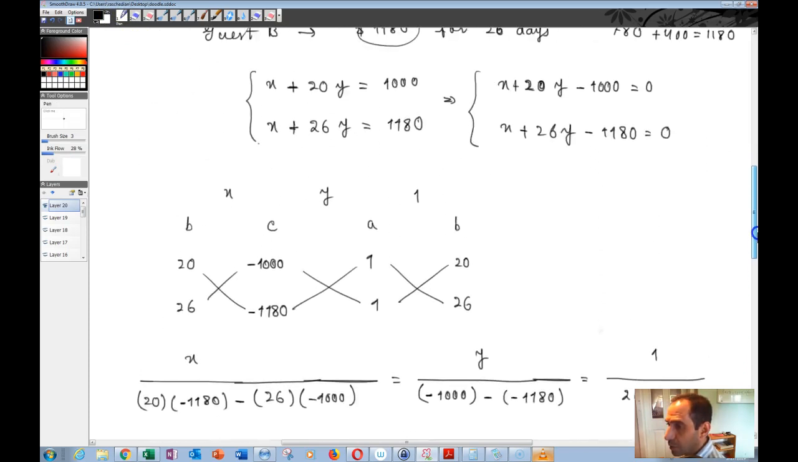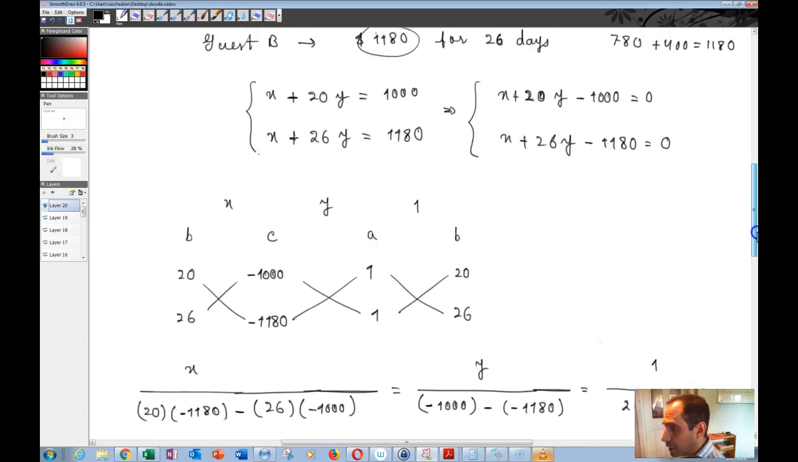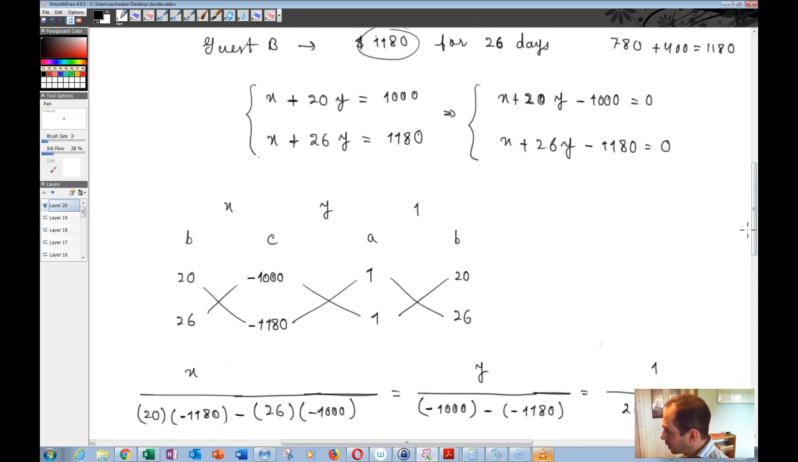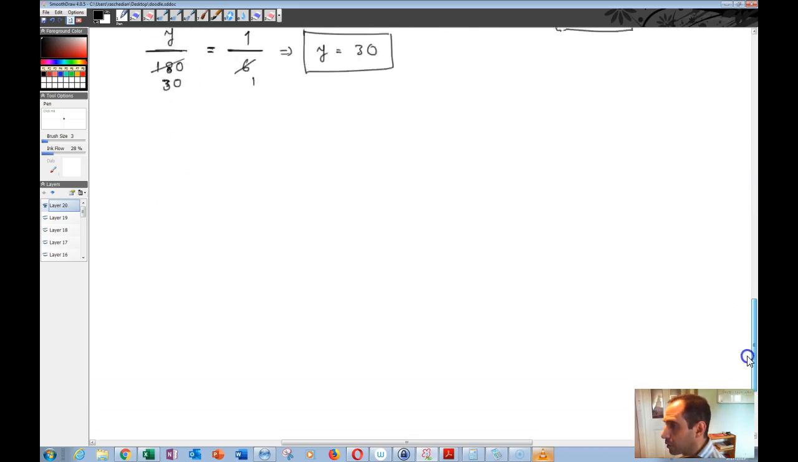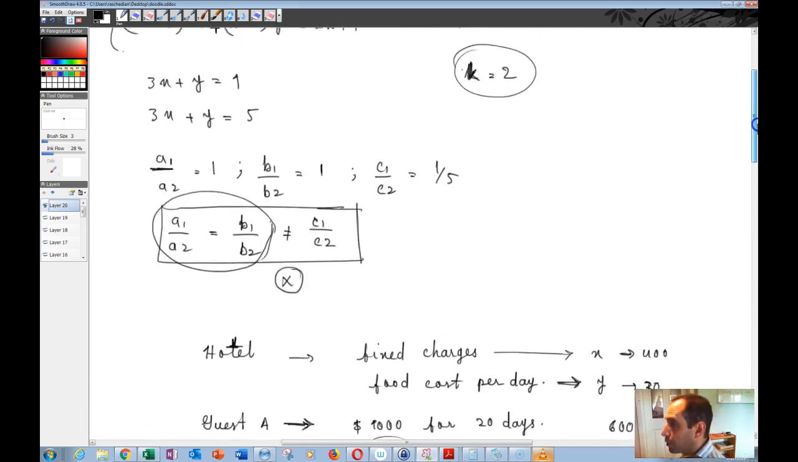But again, I made the same mistake, and I had to get back and record again. Once you have your equations in this form, you have to write them in general form, otherwise this cross multiplication will give you wrong answers, of course. So you need to be careful about that.